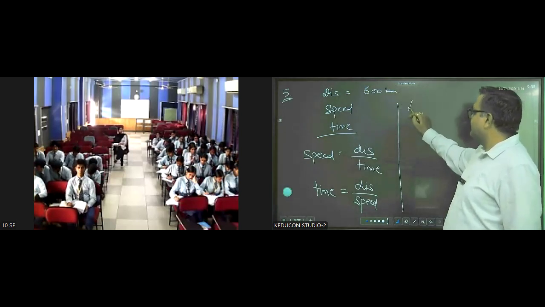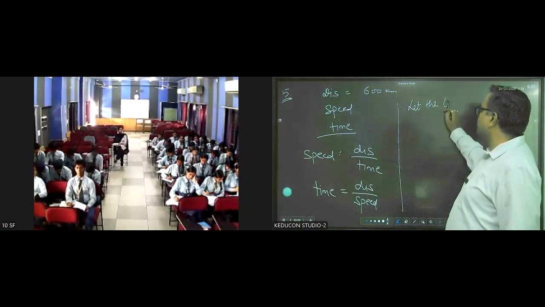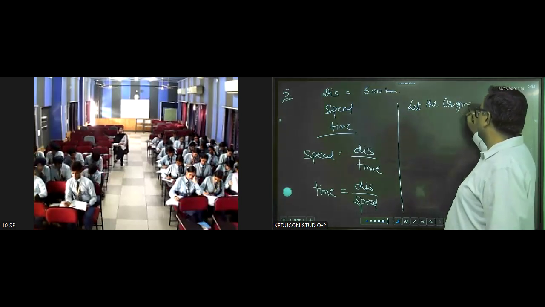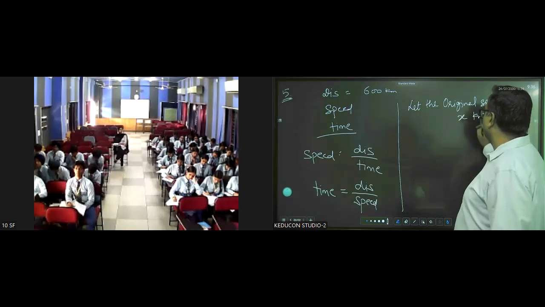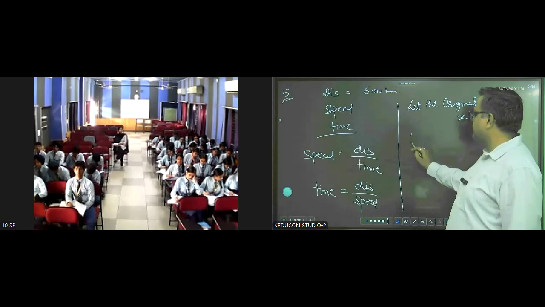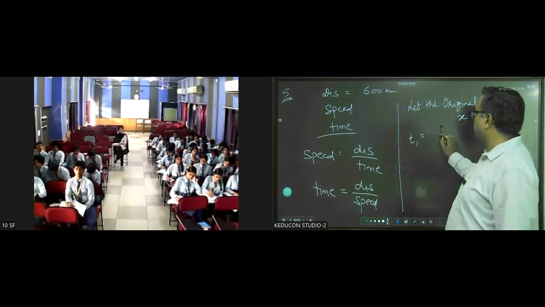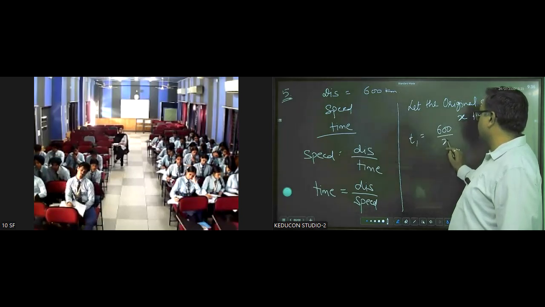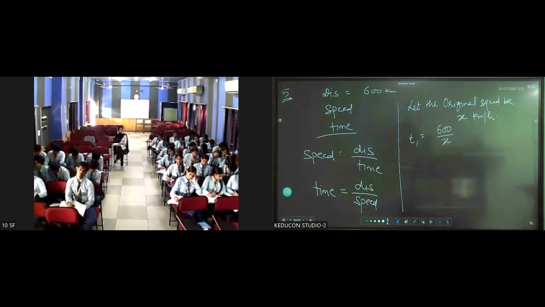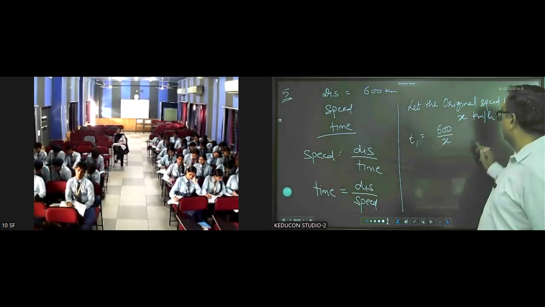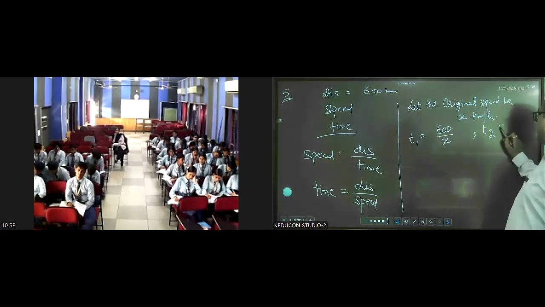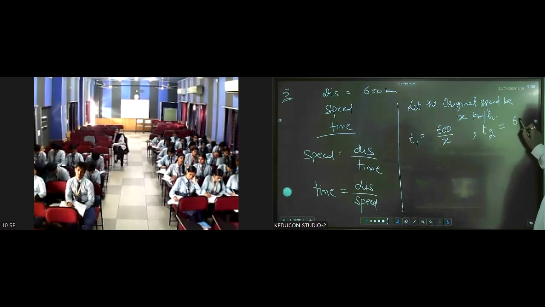So now, what is the total distance? 600. Let the original speed of aircraft be x kilometer per hour. Then what will be the original time, children? Let's say it is T1. Time will be distance upon speed, right? In the second case, he says that the speed was reduced by 200 kilometer per hour. So now in the second case, what will be the speed? x minus 200. So time taken will be total distance upon new speed. Is this clear?